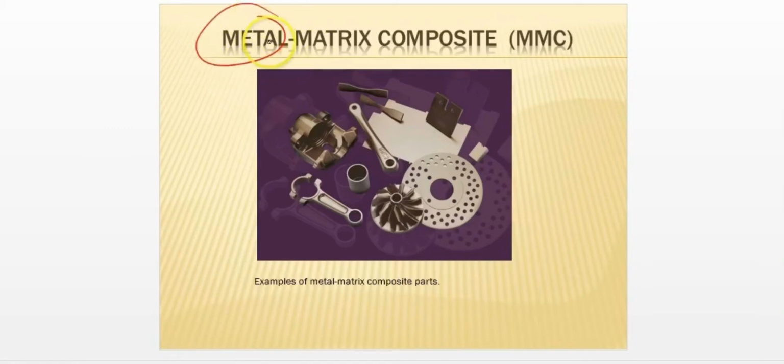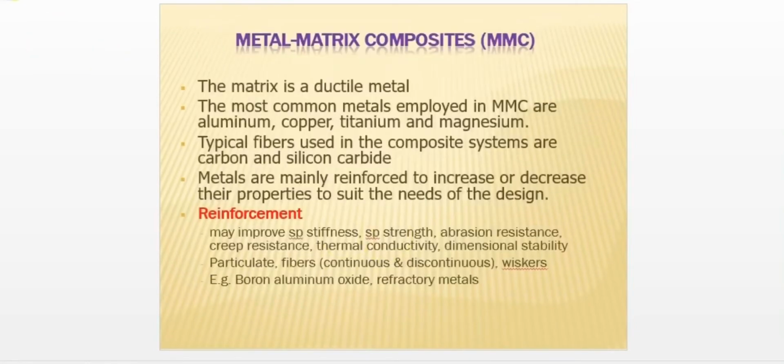In here, if you look at the figure, this is an example of metal matrix composite parts. We just go through the explanation. What is the metal matrix composite? The matrix is a ductile metal. The most common metals in MMC are aluminium, copper, titanium and magnesium. Typical fibers used in the composite system are carbon and silicon carbide, SiC. Metals are mainly reinforced to increase or decrease their properties to suit the needs of the design.